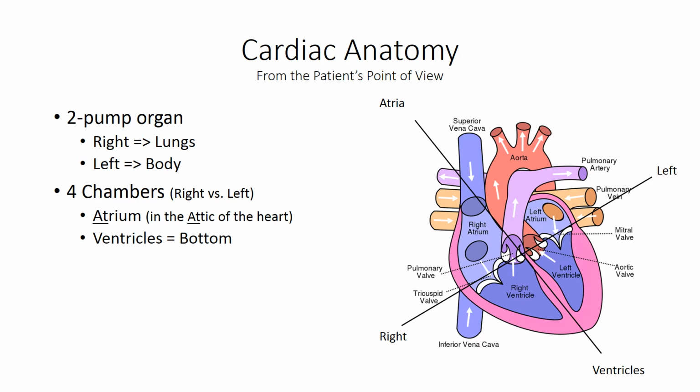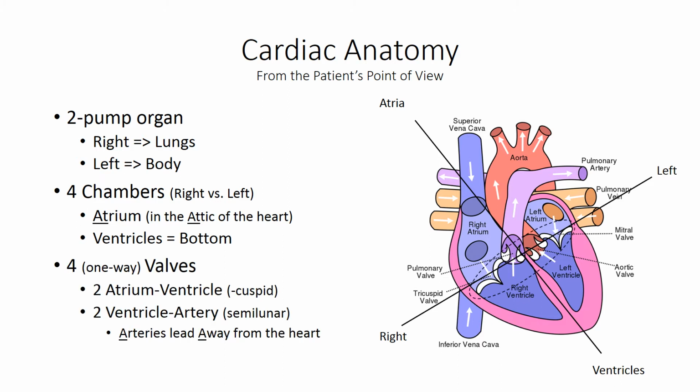The superior or upper part are called the atrium, and I think of it as the attic of the heart. The lower portion, inferior portion, are called the ventricles. Within the heart, you have 4 valves, and these valves stop the blood from going in the wrong direction.